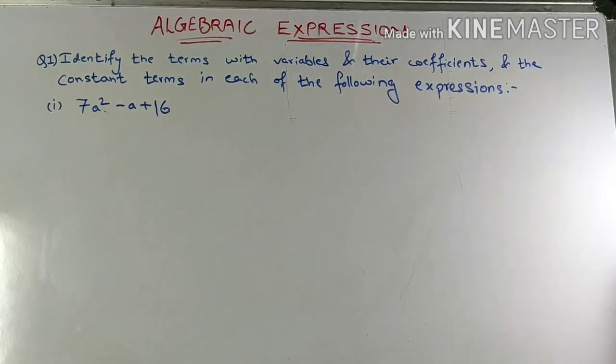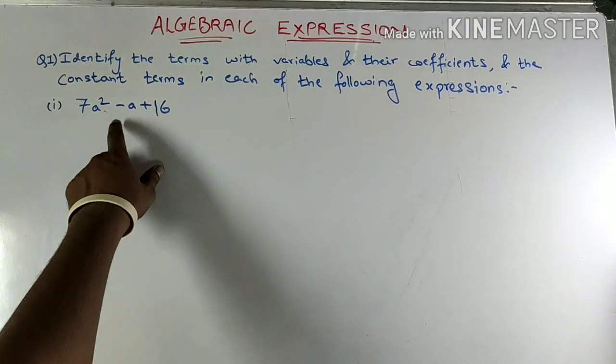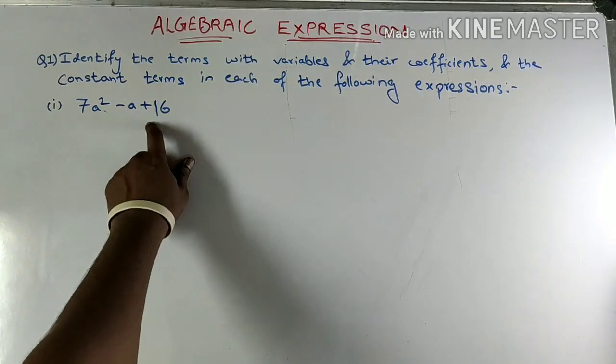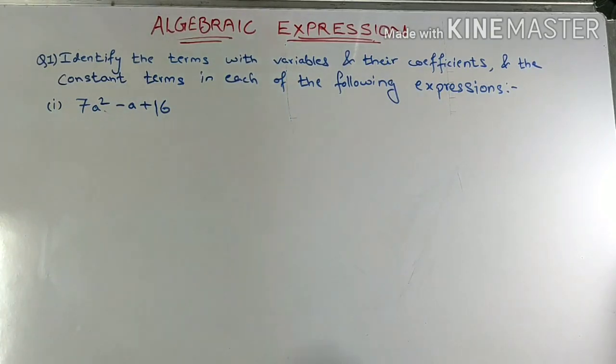Okay, the first question for the day: identify the terms with variables and their coefficients and the constant terms in each of the following expressions. So we are supposed to identify the terms with variables and their coefficients and the constant terms that we have in each of the following expressions. So I would like to draw a table.